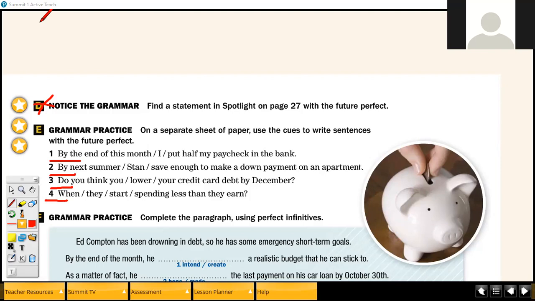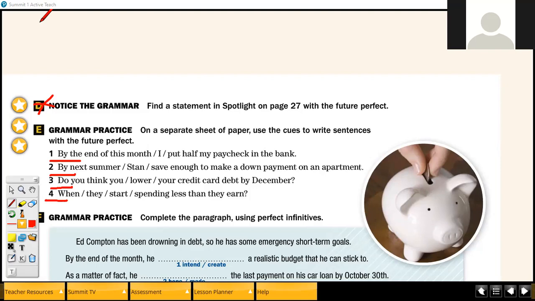By the end of this month, I will have put half my paycheck in the bank. Okay. By the next summer, Stan will have saved enough to make a down payment on an apartment.